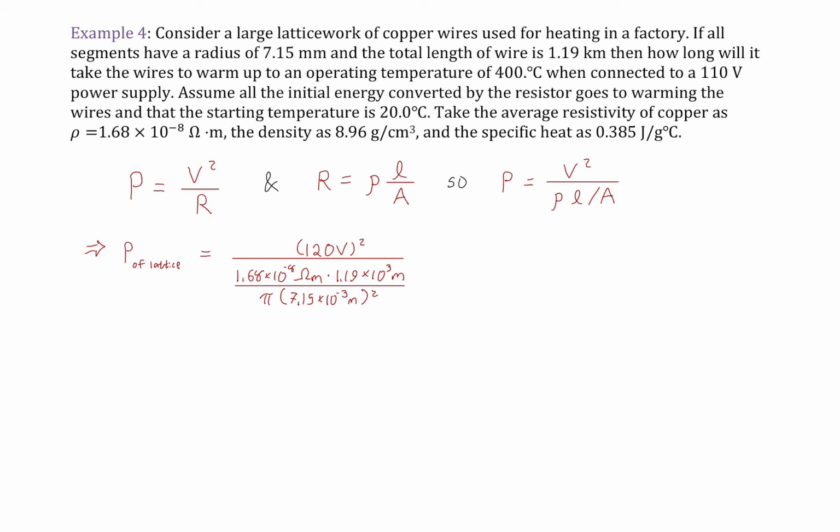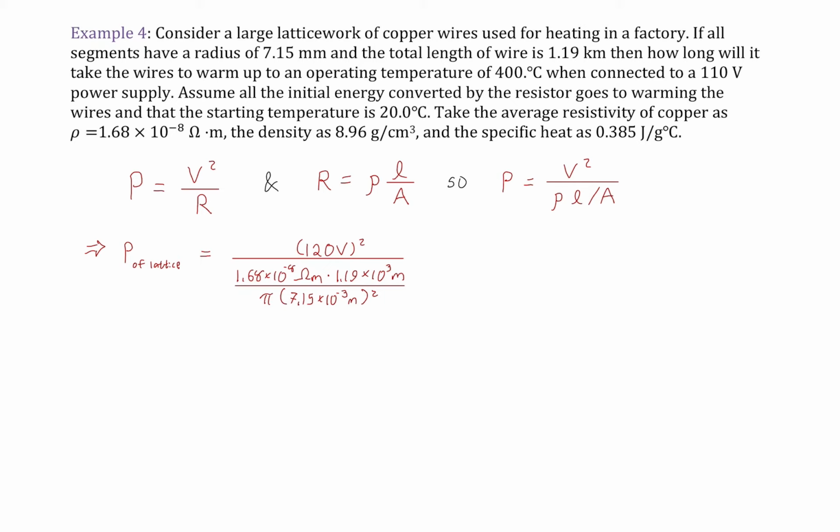Now, at this point, that power isn't going anywhere. It's still just heating up the lattice. If you stop and think about that, this is the initial process of the lattice. After it reaches 400 degrees Celsius, the idea is that the power then starts dissipating somewhere else. It maybe starts heating up a room or a chamber or a vat of metal or something. Whatever it's used for.